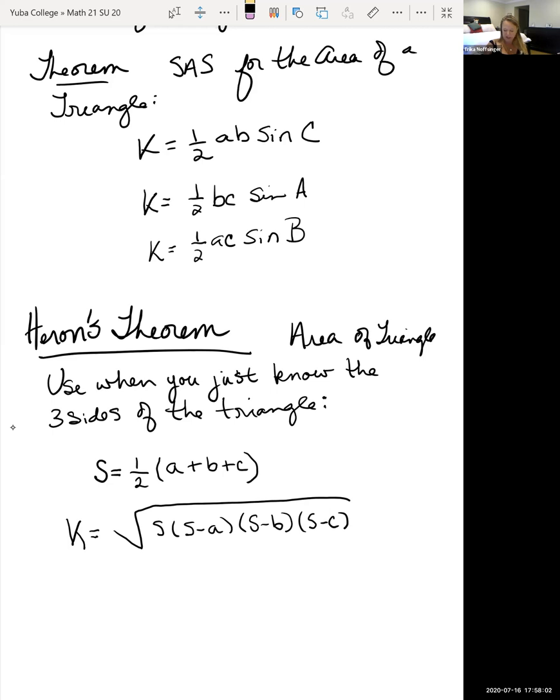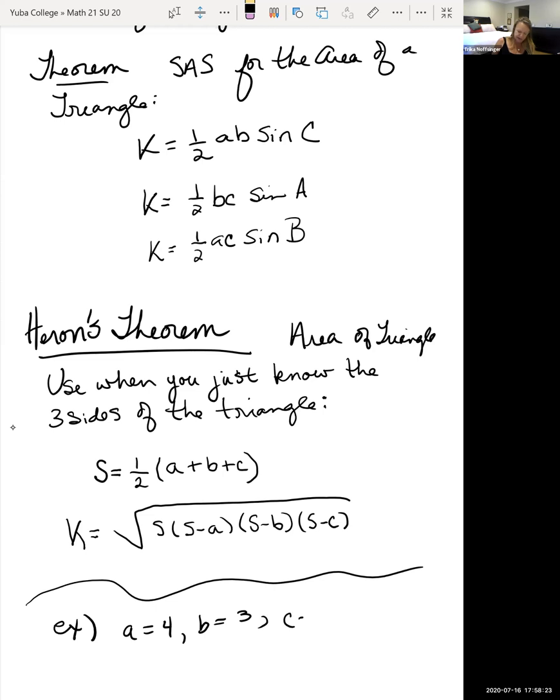Okay, with that information, we're going to look at some problems. Find the area of each triangle. If you were given A equals 4, B equals 3, and C equals 6, they're all lowercase, which tells me those are just lengths of the triangle. I don't know any angle, so I would have to use Heron's theorem.